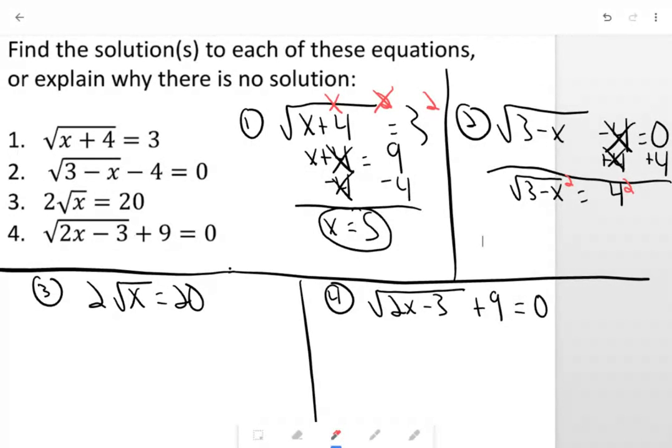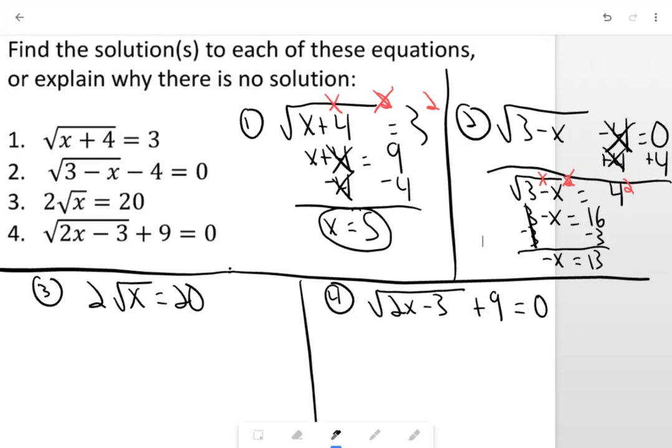Again, squaring and square rooting will cancel each other out, and that leaves me with 3 minus x, and 4 squared is 16. So 3 minus x equals 16. So I will subtract 3 from both sides. So negative x equals 13.